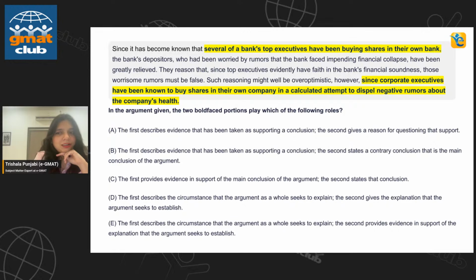This is a very clear cut evaluation. The argument is not saying that several of them have been buying shares in their own bank because they might be this, because they might be that. The entire point of the argument is not explaining. Very good, Rohan. You used the word whether: reasoning is over optimistic, and not why it is optimistic. The entire thing is not a why, it is a whether. Very good, guys.